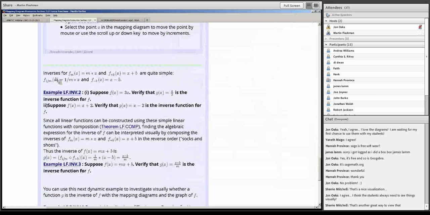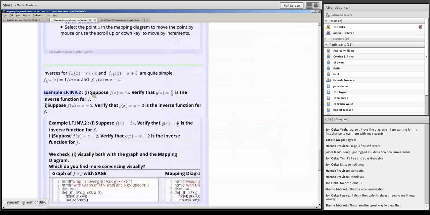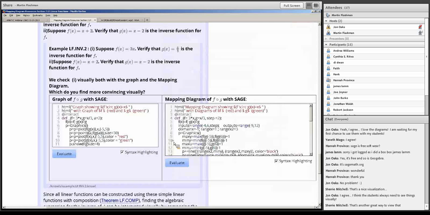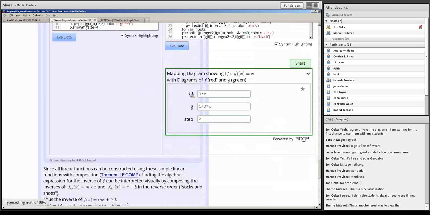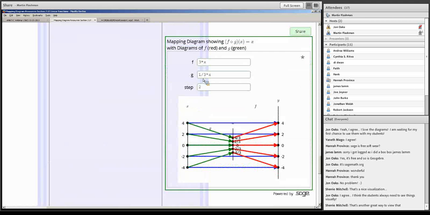Here's another one. This is one for the constant multiplication. Again, this is rather simple. We are taking a third of x, then multiplying it by 3 to get back to the identity.